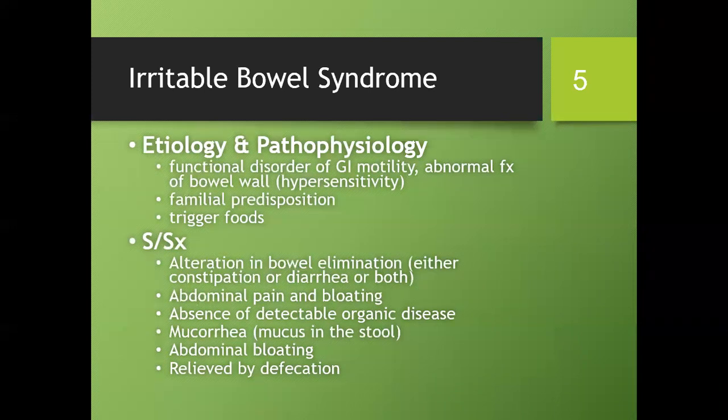Usually these people have a trigger food. There is alteration in bowel elimination. They are either extremely constipated or they have lots of diarrhea, or maybe a back and forth between the two. They have abdominal pain and bloating. They do not have Crohn's disease, ulcerative colitis, or any kind of detectable organic disease. We've already ruled it out. They may not have a whole lot of mucus in the stool, but typically we do see some. It's called mucorrhea. They have abdominal bloating, and all of those symptoms are typically relieved by going to the bathroom.